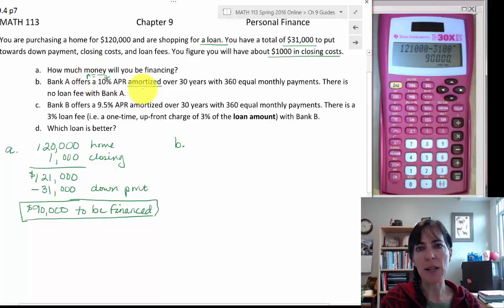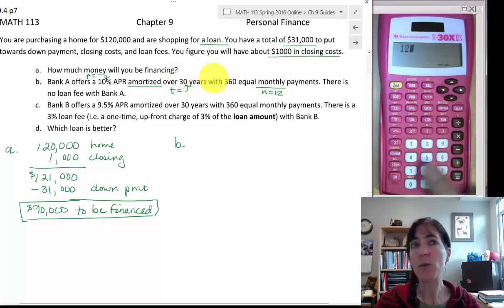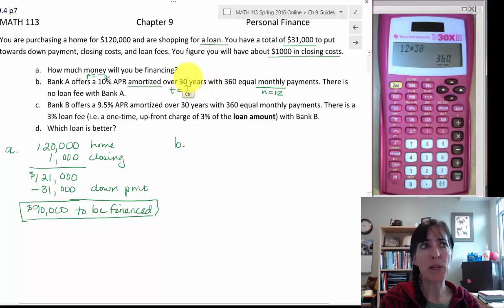And amortized just means it's going to be an installment loan over a certain amount of time, and in this case 30 years. So my T is going to be 30. 360 equal monthly payments, so we know N equals 12. And this 360 is really just the 12 times the 30. So if we do 12 times 30, we get 360. So that's how many payments you end up making.